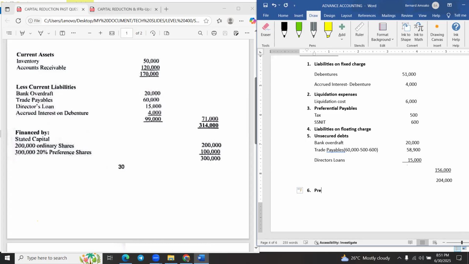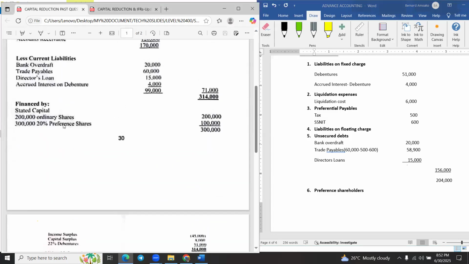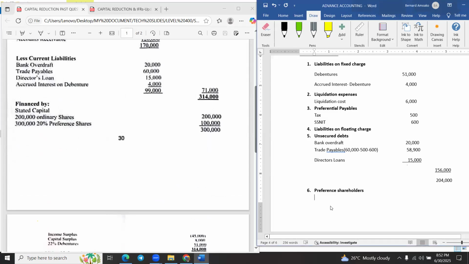Now we come to preference shareholders. Right under the preference shareholders, we already owe them their value. I told Felix that. Felix, what is the value of the preference shares?